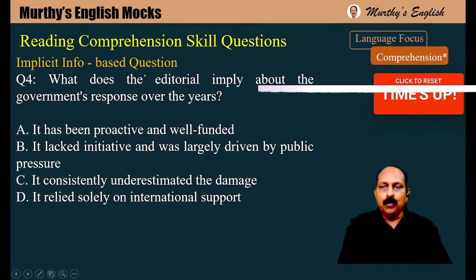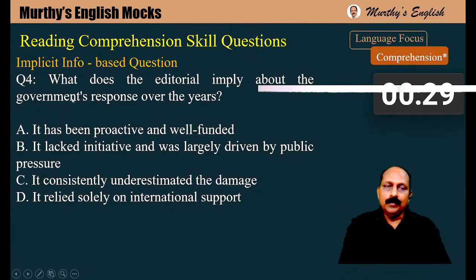Implicit info based question. Your time starts now. Implicit means implied, indirect, not mentioned in the passage. What does the editorial imply about the government's response over the years? Positive or negative? Obviously, negative. Based on that, you have to select the appropriate option. Please mention the question number. That is important. Now, question number four.